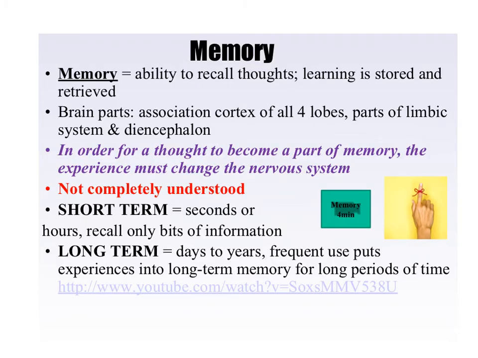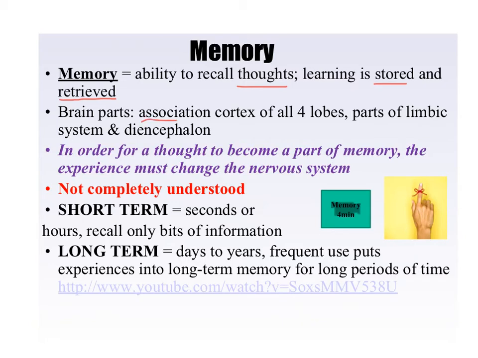And now on to memory. Of course, memory is the ability to recall information or recall thoughts. First, learning the information, or your thoughts have to be stored into memory. And then if it does get stored into memory, later, hopefully like during a test, that information can be retrieved. Now, which parts of the brain are involved in memory?